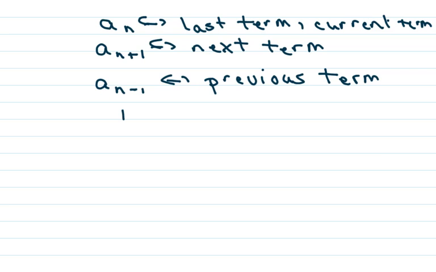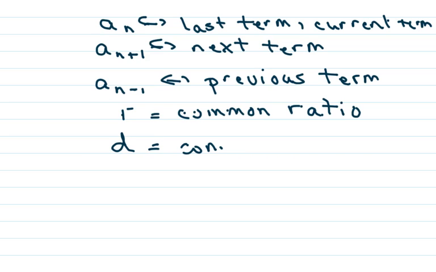Again, r is your common ratio, and d is your common difference. Okay? And we'll talk more about these in class. And that's all of that.